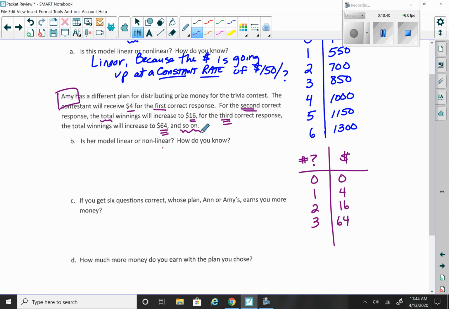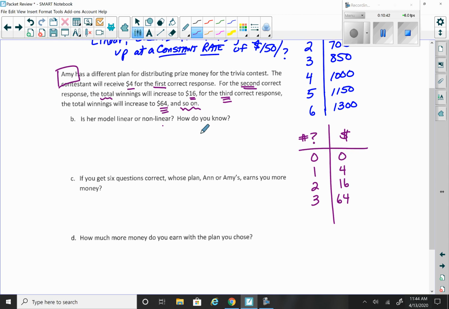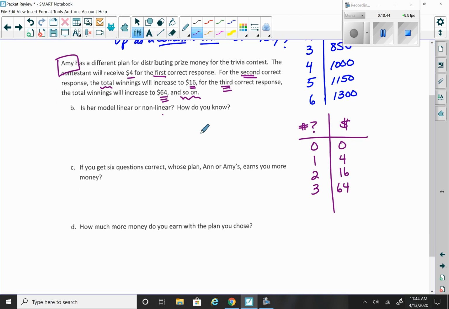We have to figure out a pattern. What is happening here in our table of values? I can see that I'm going from 4 to 16 and then 16 to 64. So they're not adding something. It's getting larger. It's definitely not linear, right? It's not going up by the same amount each time. This goes up by 4. This goes up by 12. This goes up by 40 or 50 something, right? So it's not going up linear. But what is it doing?